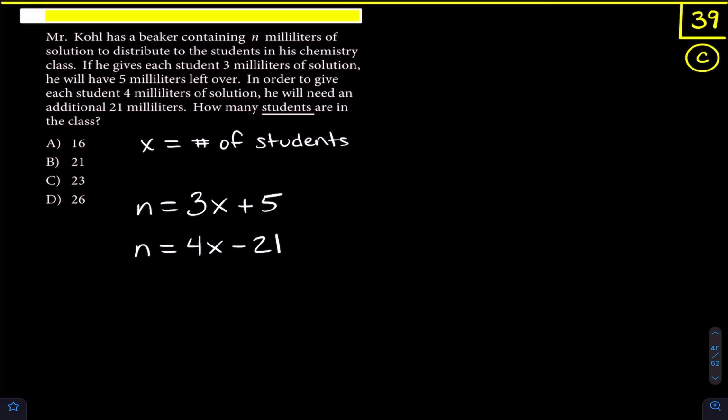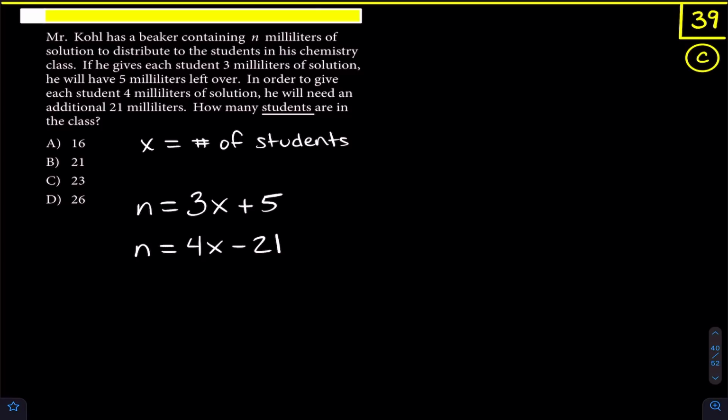A big mistake that I could see people making here is doing plus 21. But that's not true. The total amount of milliliters, he doesn't even have 4x. So 4x cannot be equal to n. It's got to be something less than 4x. And it says here that he needs an additional 21 to do the 4x. So if we subtract 21 from 4x, we'll get the amount that he currently has. So that's why it's minus 21 and not plus 21.